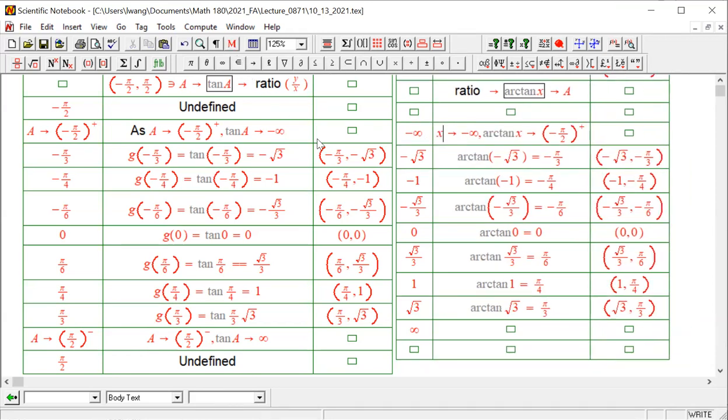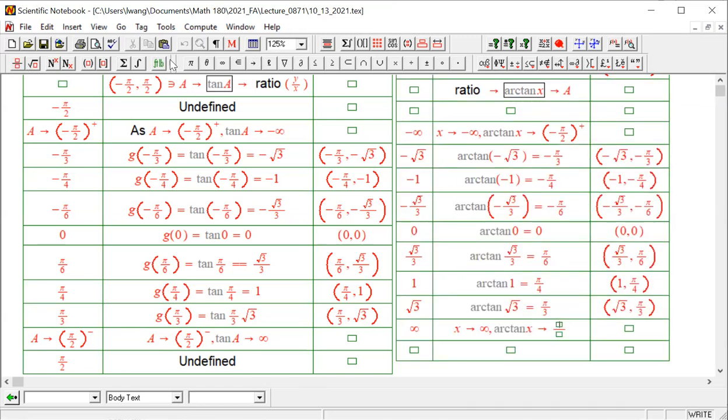This is something you will need in your calculus class. You get it? We swap the input and output. It caused this chain reaction, all these chain reactions. And now on this side, when the ratio approaches positive infinity, what will arctan be approaching? It approaches pi over 2, from smaller than pi over 2.